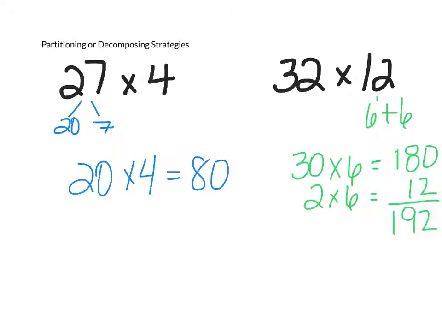But because we have 2 groups of 6 and 12, we would then have to do 192 plus 192, which would give us 384, just like the other way.